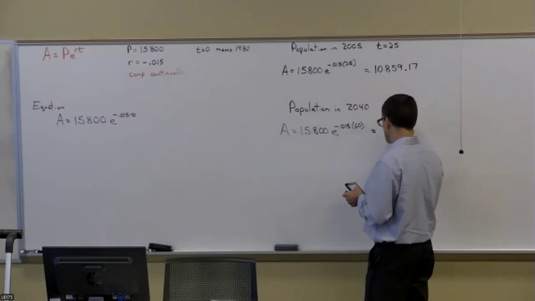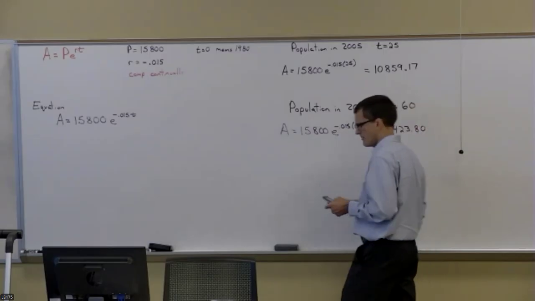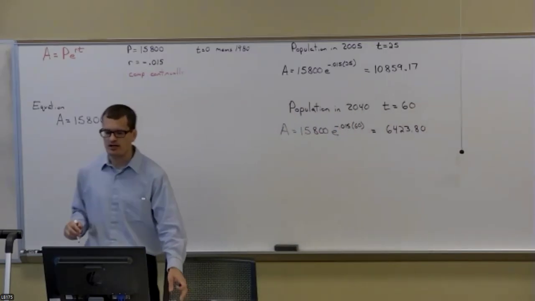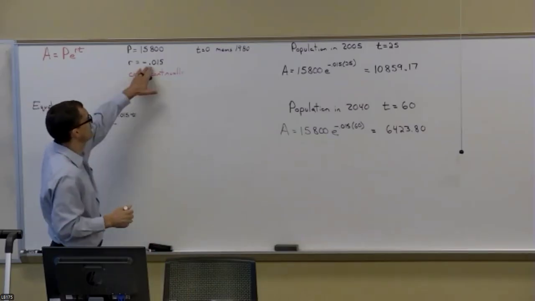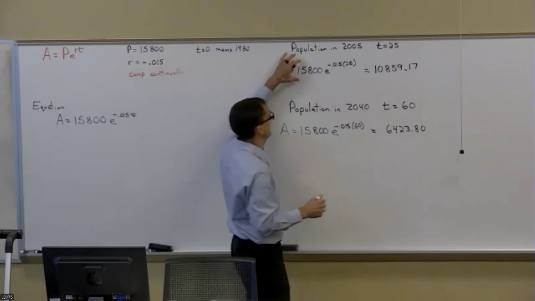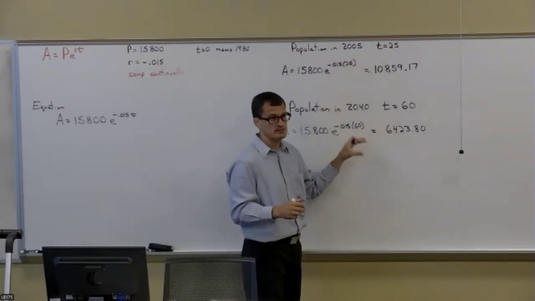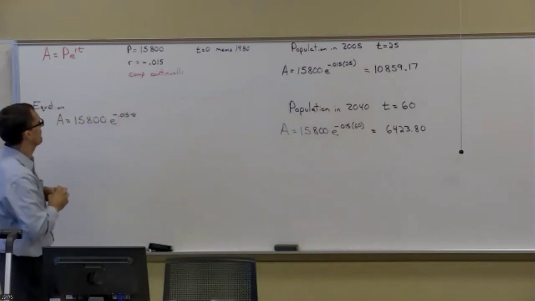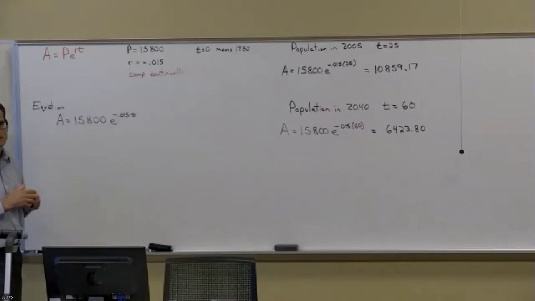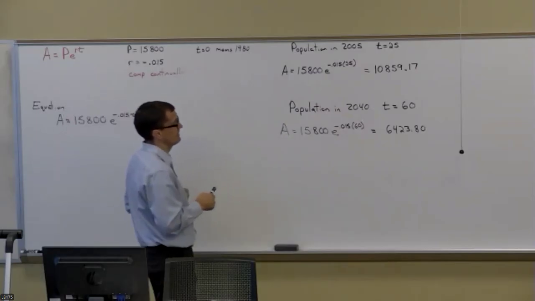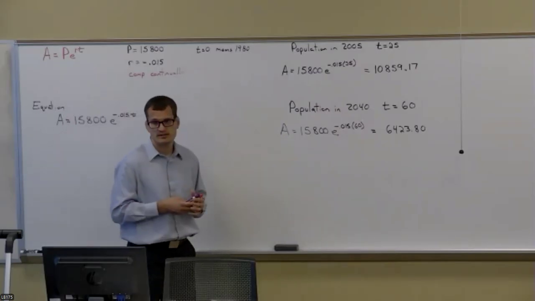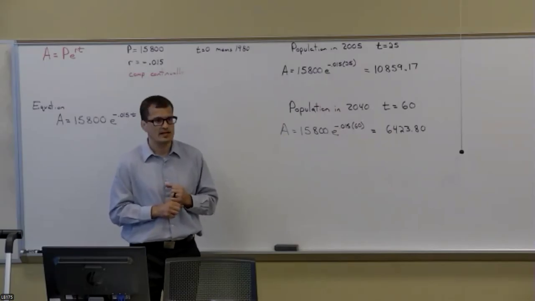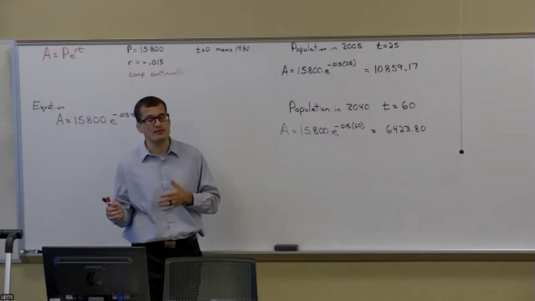And we ended up with 6,423.80. Notice that because we used a negative R value, you can see that population is declining with the negative R. In our previous examples, we always used positive R values and everything was increasing as we increased the value of t. Here, as we increase the value of t, we're declining. So, any questions about that? So if you have a decay rate, just use a negative R.